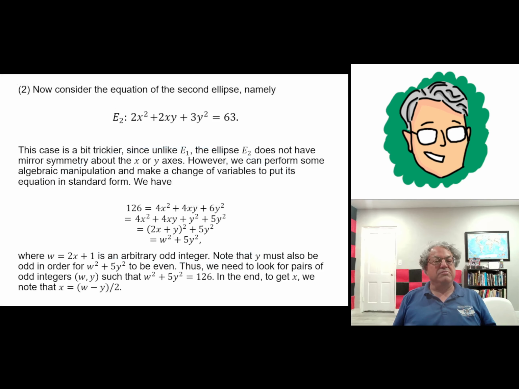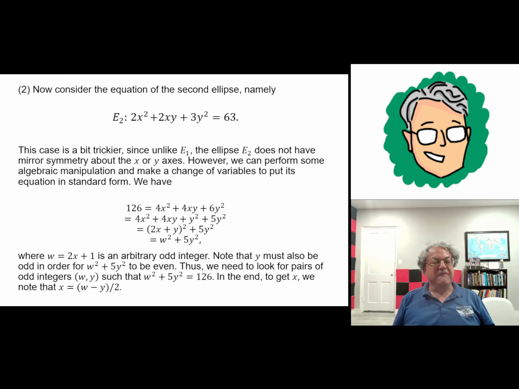The second problem is trickier, mainly because this is an ellipse that's not in standard form. So again, the ellipse we're doing here is 2x squared plus 2xy plus 3y squared equals 63. Now we want to find all integer points x comma y on this more complicated ellipse. Well, there's a trick you can use here. You can complete the square.